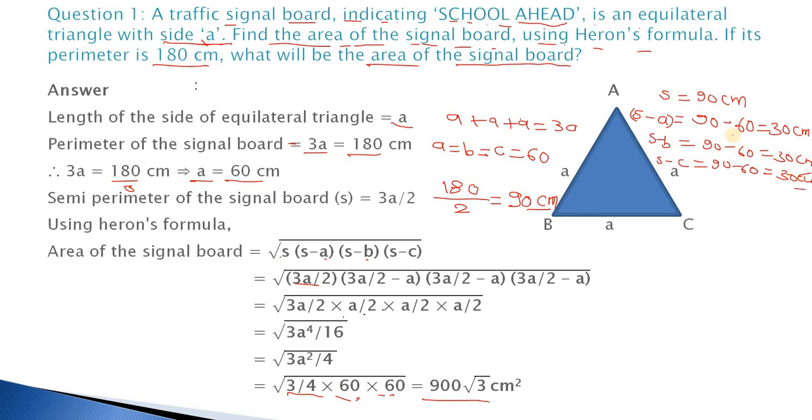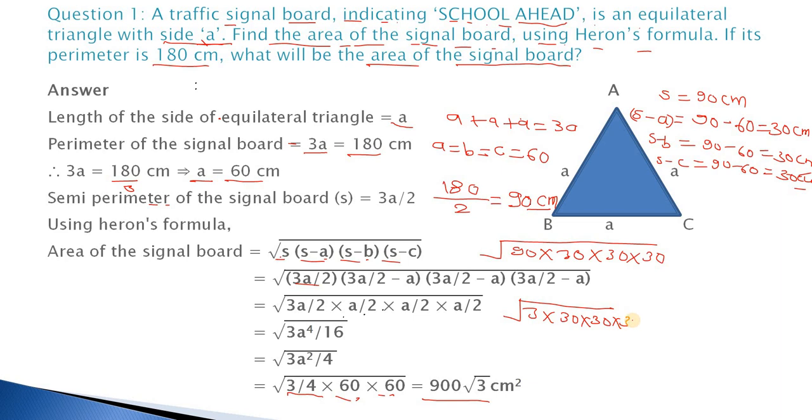Okay, we put the values of s, s minus a, s minus b and s minus c in Heron's formula. So we can write the value of s as 90, into s minus a as 30, s minus b as 30, s minus c as 30. Okay, and we calculate this and we get 3 into 4 times multiplication of 30.